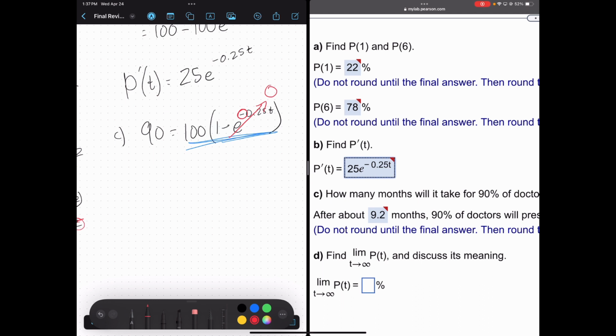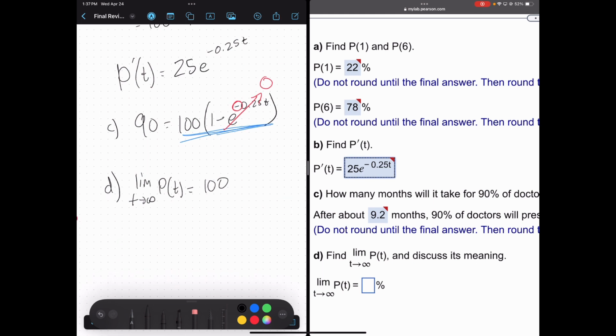Since that term's going to 0, if I take the limit as t approaches infinity of P of t, I just get 100. Makes sense, right? If I let time go on, eventually 100% of doctors are going to be using this medication. It's that good, whatever the medication is. Awesome. That's what it says by discuss its meaning. Okay. Any questions about this one? Okay. Then let's move on.